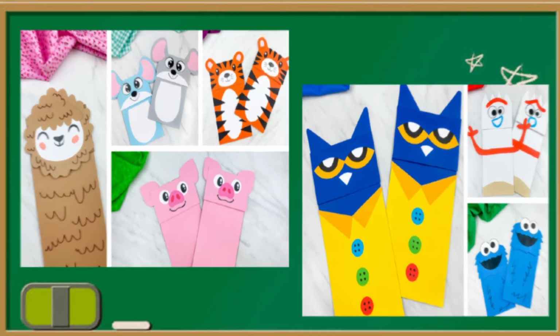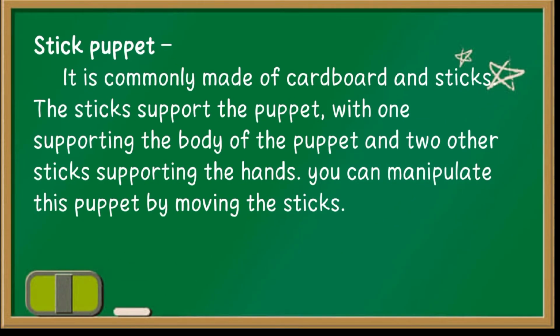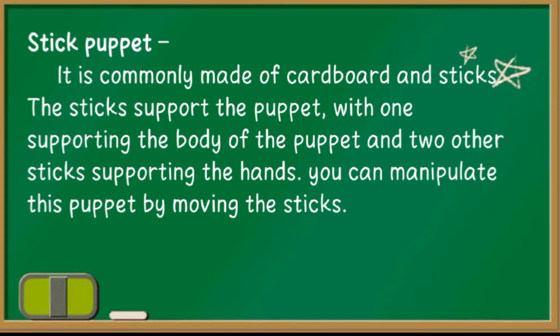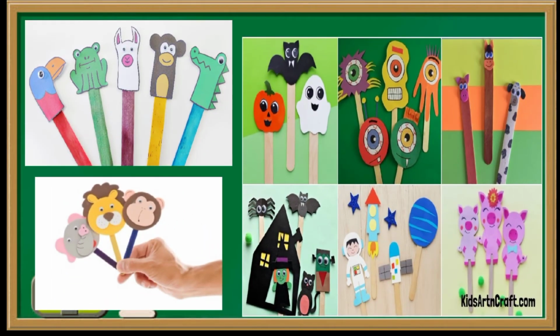Next type is stick puppet. It is commonly made of cardboard and sticks. The sticks support the puppet, with one supporting the body of the puppet and two other sticks supporting the hands. You can manipulate this puppet by moving the sticks. And here is the example of stick puppet.